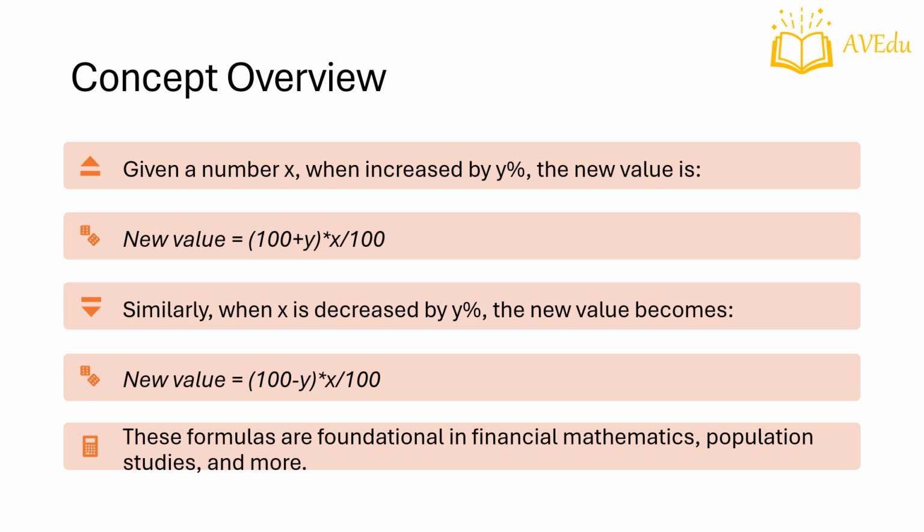Let's just focus on the core concept. We have a given number x and we want to calculate the new value when it is increased by y percentage. In this case, the new value is given as (100 plus y) times x divided by 100. Similarly, when x is decreased by y percentage, the new value becomes (100 minus y) multiplied by x divided by 100. This method is widely used because it offers a simple yet robust way to adjust a value based on the percentage change.